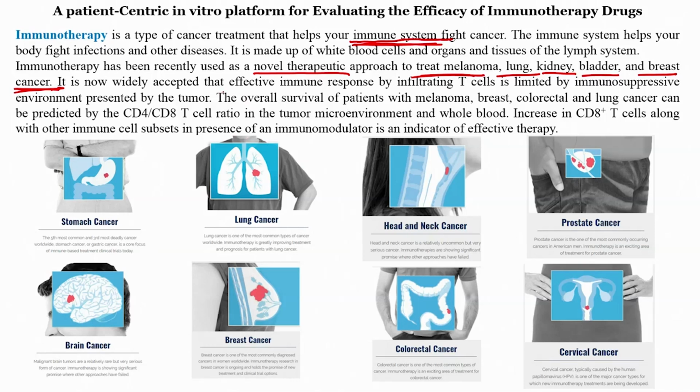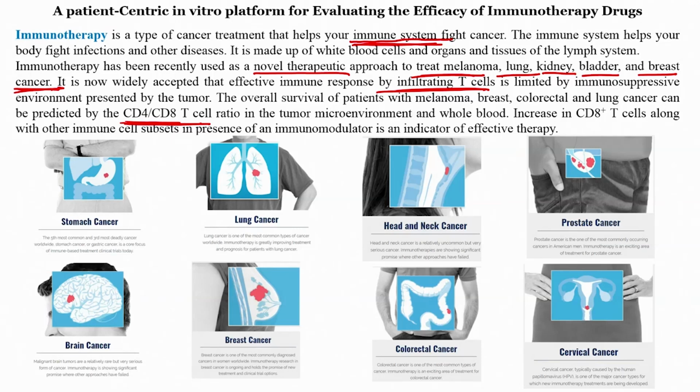It is now widely accepted that effective immune response by infiltrating T cells, we will study about T cells, is limited by the immunosuppressive environment present in the tumor. The overall survival of patients with melanoma, breast, colorectal and lung cancer can be predicted by the CD4 CD8 T cell ratio in the tumor microenvironment and whole blood.